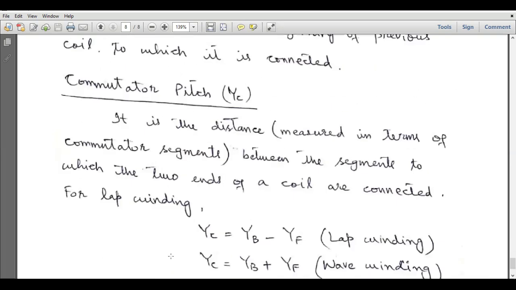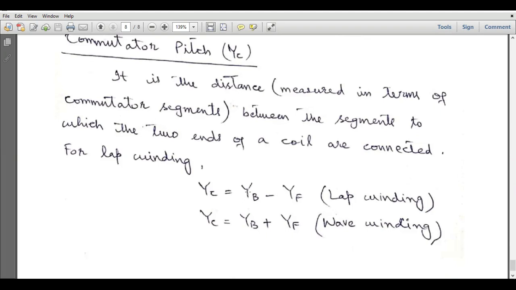And last is the commutator pitch, and it is the distance measured in terms of commutator segments between the segments to which the two ends of a coil are connected. For lap winding, commutator pitch is equal to back pitch minus front pitch, and for wave winding, commutator pitch is equal to back pitch plus front pitch.